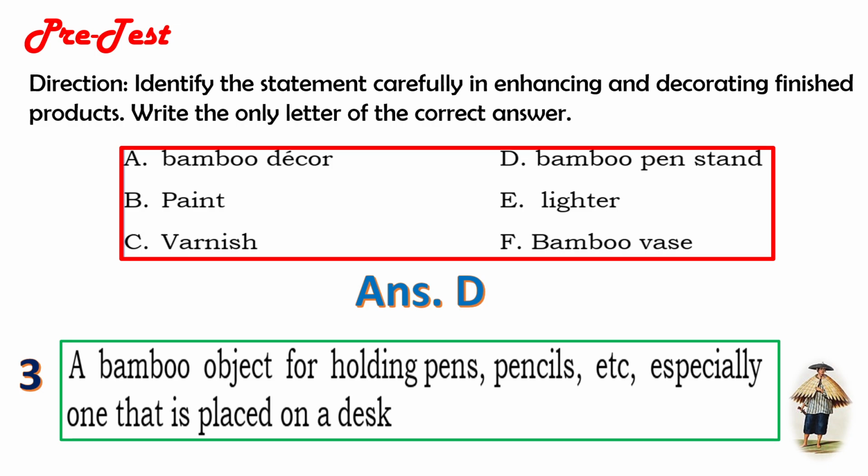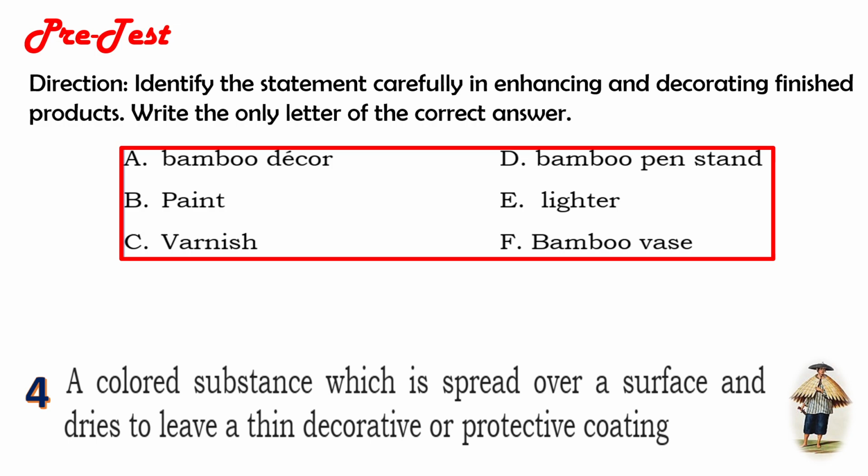Okay, next for number 4. This is a colored substance which is spread over a surface and dries to leave a thin decorative or protective coating. Your answer is? The correct answer is paint. Next, let's proceed to number 5.